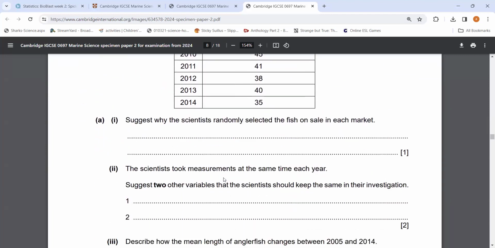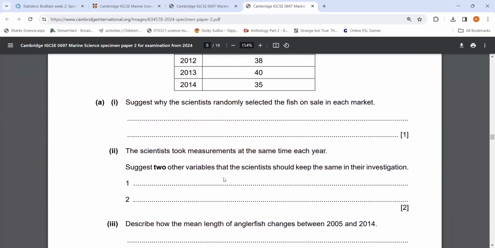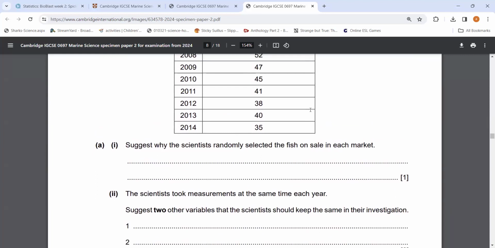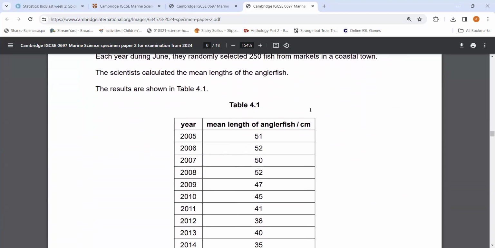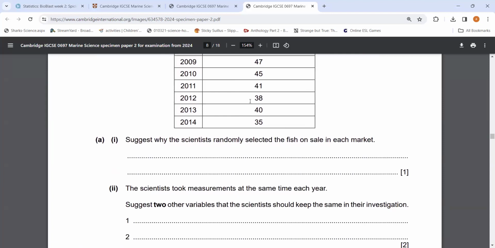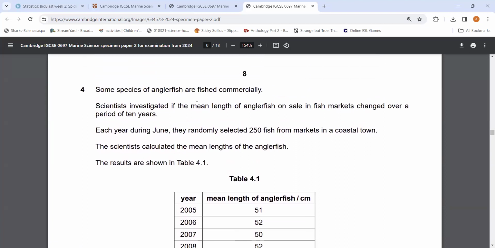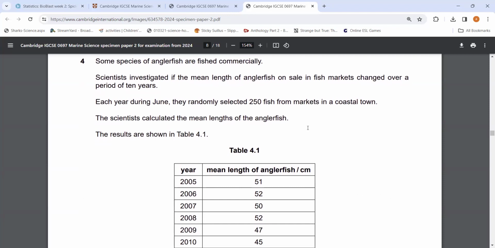Another thing that I will say is that it's super, super useful for any biology or marine science exam: understanding variables. Definitely go over this. Variables are like when you have an experiment, an investigation, variables will be different factors, usually different things that are changing or might be changing in an investigation. So like here, the year and the mean length of the anglerfish, those are variables. The other thing you would think about is that they're looking at how the length of anglerfish on sale at fish markets changed over 10 years. That's what they're looking at.